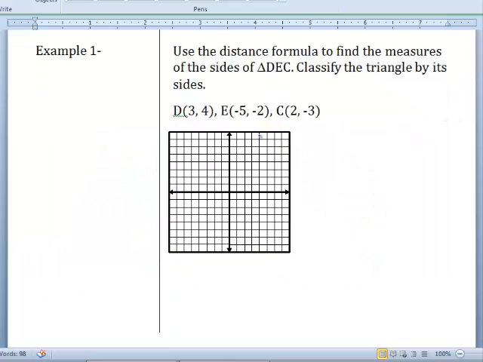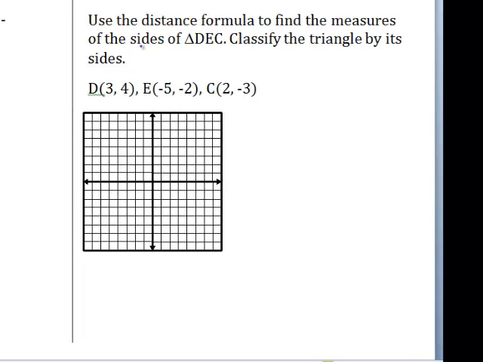All right, so example one. Copy this down. Pause the video, copy it down. Use the distance formula to find the measures of the sides of triangle DEC. Then classify the triangle by its sides. So we want to bring back the distance formula because some of you guys need some more practice with it. And we can see that we have these three points.